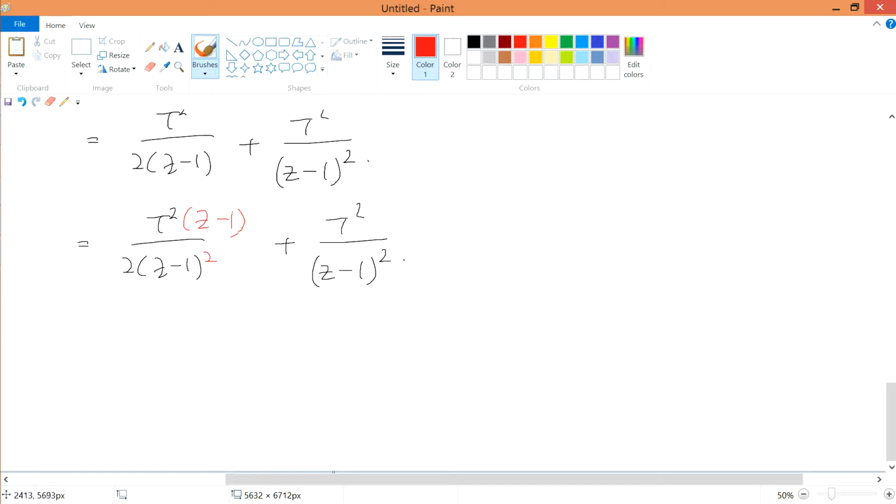Alright, so next I'll merge them all together. So I evaluate t squared times z is t squared z, t squared times minus 1 is minus t squared, plus t squared, all over 2, and this is z minus 1 squared.